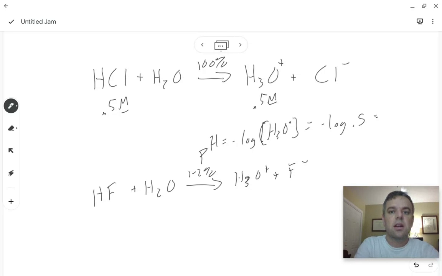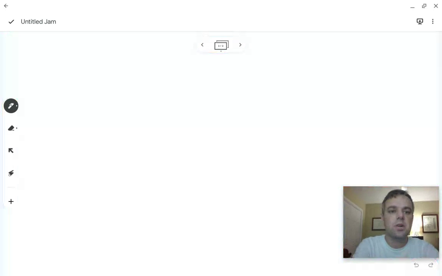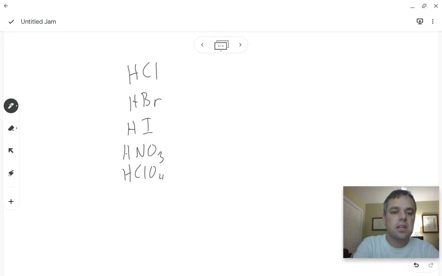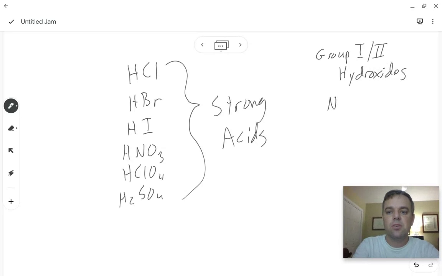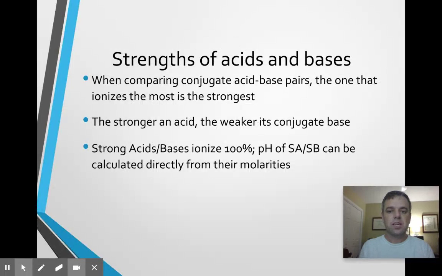In case you're wondering, there is a list of some strong acids that you will ultimately need to familiarize yourself with. You've got hydrochloric acid, hydrobromic acid, hydroiodic acid, nitric acid, perchloric acid, and sulfuric acid. So those are all the strong acids. And if you're looking for your strong bases, that's going to be your group 1 and group 2 hydroxides, generally speaking. So like sodium hydroxide, barium hydroxide. We'll talk once again more about those when we get into our unit on acids and bases, but those are the ones that ionize 100%.